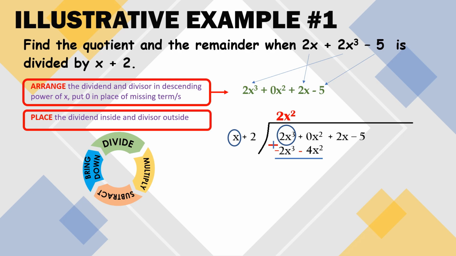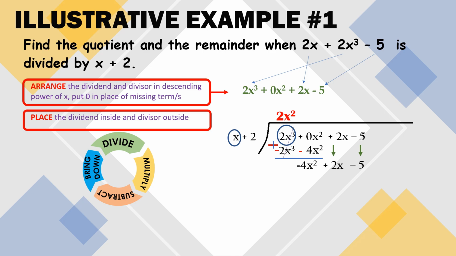So we're going to add these terms, and 2x cubed plus negative 2x cubed is equal to 0. So we're just going to cancel those terms. So 0x squared plus negative 4x squared is equal to negative 4x squared. After the subtraction process, we're going to bring down the remaining terms. So we're going to bring down 2x and negative 5.